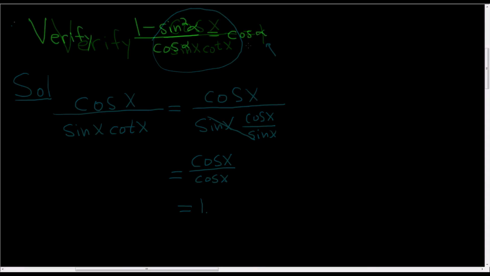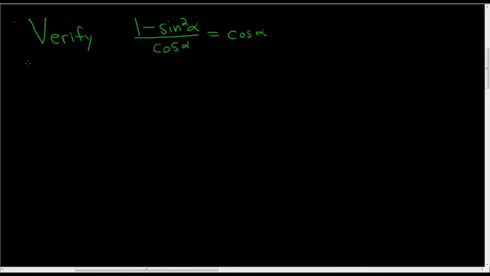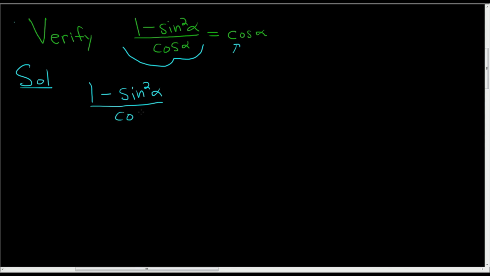So we are done. We're being asked to verify this trigonometric identity, so solution. So we'll start by writing down the more complicated side, and we'll show it's equal to cosine alpha. So 1 minus sine squared of alpha over cosine alpha. This is equal to, well, 1 minus sine squared, that's just cosine squared. So cosine squared alpha over cosine alpha. And so we just end up with cosine alpha.